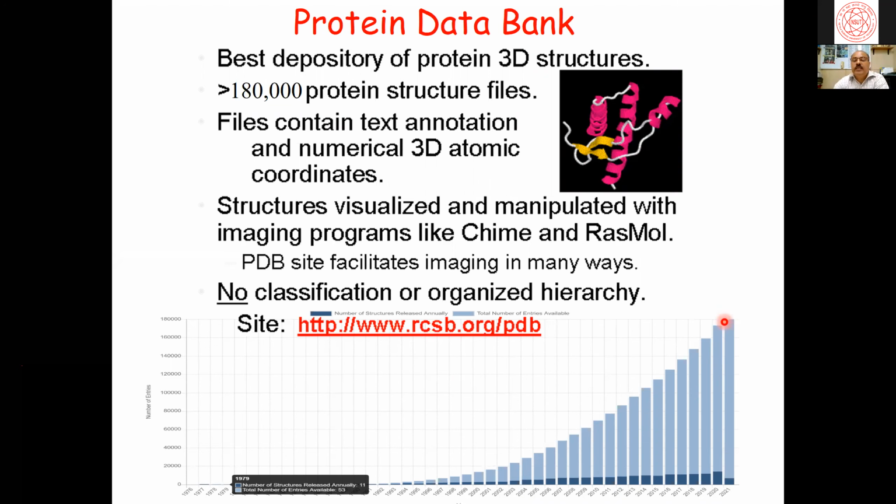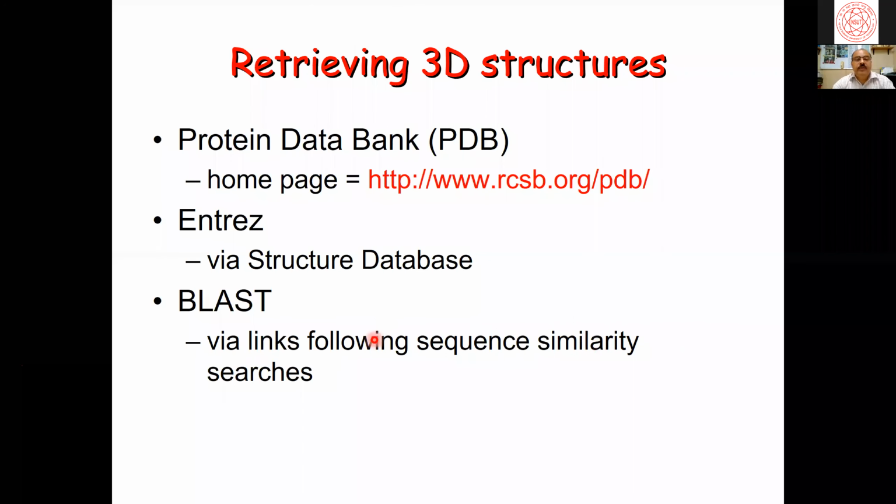As a drug designer or a computational chemist or computational modeler, you can download the structure of the protein of your interest from this depository. Simply go to www.rcsb.org and get your protein from there. You can retrieve these structures either by going to the website, as I mentioned in the previous slide, or also you can find various links via the Entrez or BLAST links following sequence similarity searches, and so on.